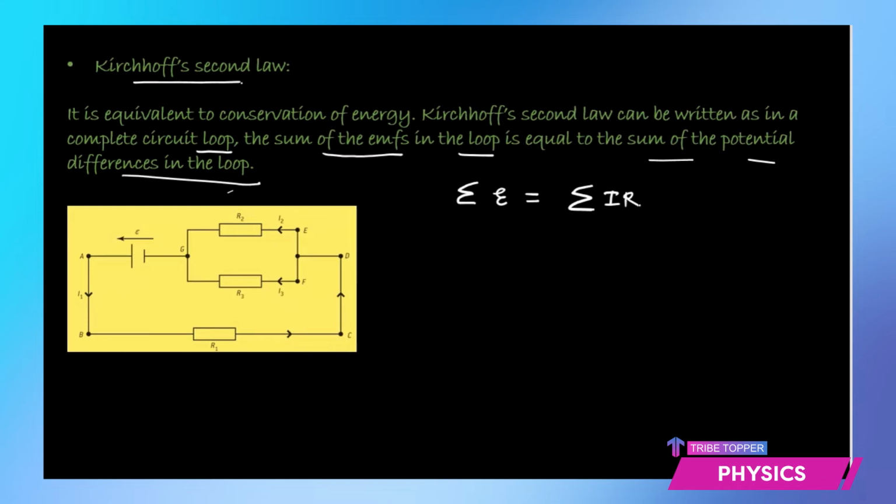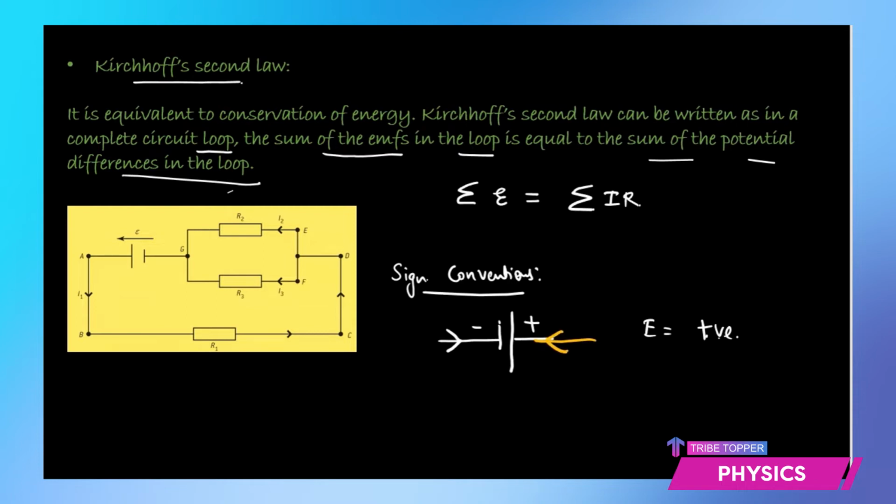But you have to remember the sign convention that you need to take care of. When you are going from this side to this side, if you come across the negative terminal first and the positive terminal later, then the EMF E will be positive. And if you traverse a circuit in such a manner that the positive comes first and the negative comes later, so you go from here and then here, in this case your EMF will be considered negative.